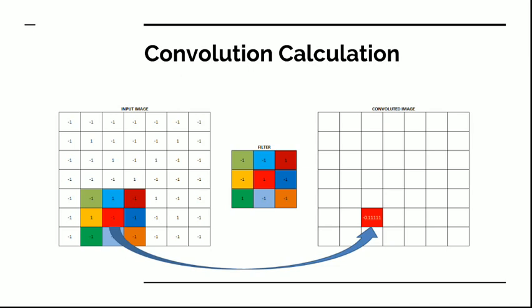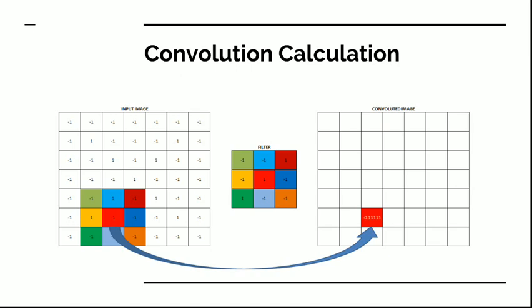Here, for example, for the bottom left cell we have -1, and in the filter we have 1 on the bottom left. Multiplying, we get -1. Similarly, we multiply all the corresponding cells, take the sum and divide by 9. Finding the average, we get -0.111. This is how we calculate each cell in the convoluted image. If we do this for all the cells, we get the final convoluted image.